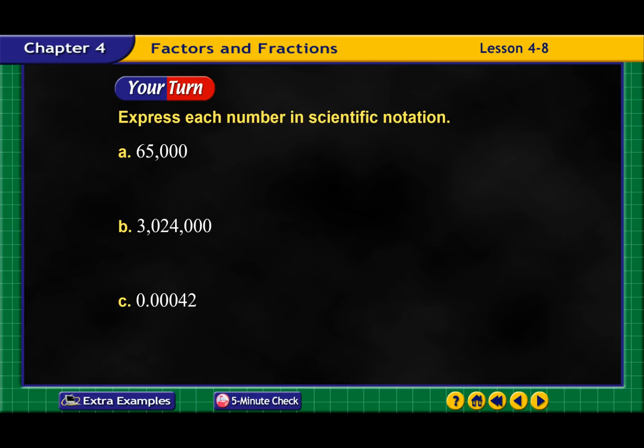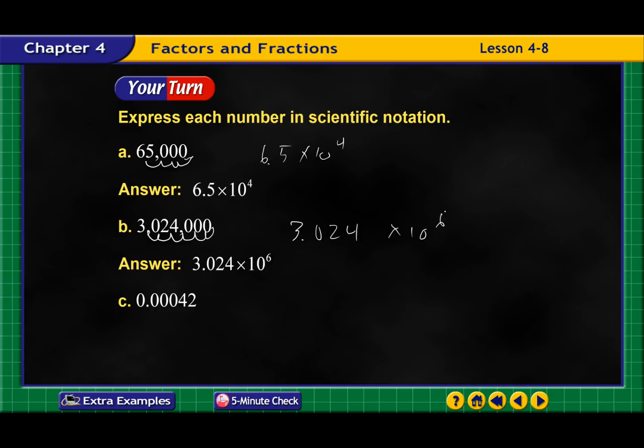All right, try these, go. All right, so the first one, the decimal place is here. So we're going to go 1, 2, 3, 4 spaces. So it's going to be 6.5 times 10 to the 4th. I'm going to move this one over 1, 2, 3, 4, 5, 6 spaces. So it's going to be 3.024. Use all the numbers that aren't extra zeros. Times 10 to the, we moved it over 6 spaces. This one we're going to go the other way. So we're going to go 1, 2, 3, 4. So I'm going to have 4.2 times 10 to the negative 4th.